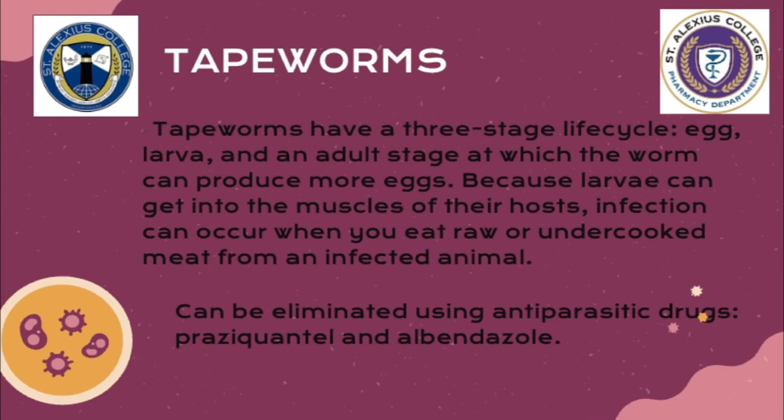Tapeworms. Tapeworms have a 3-stage life cycle. One is the egg, second, the immature stage called larva, and an adult stage at which the worm can produce more eggs. Larvae can get into the muscles of their host. Infection can occur when you eat raw or undercooked meat from an infected animal. It can be eliminated using antiparasitic drugs such as praziquantel and albendazole.